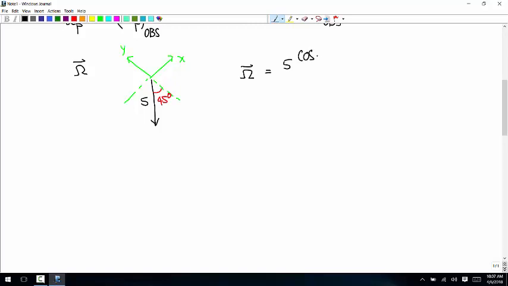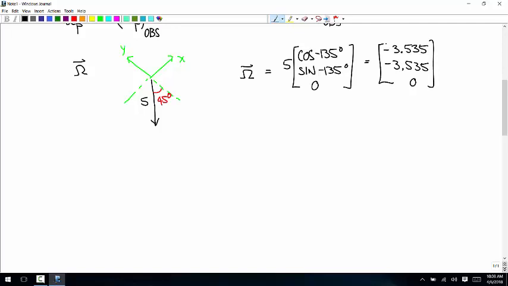And that gives you negative 3.535, negative 3.535. And then omega dot is 0.